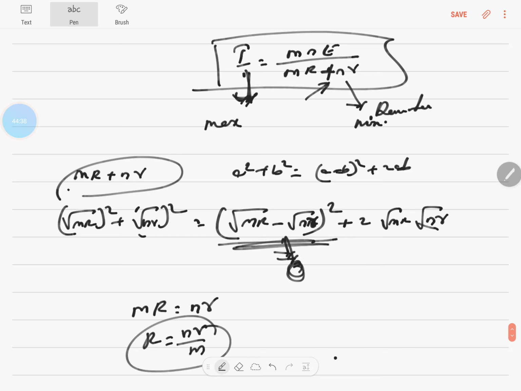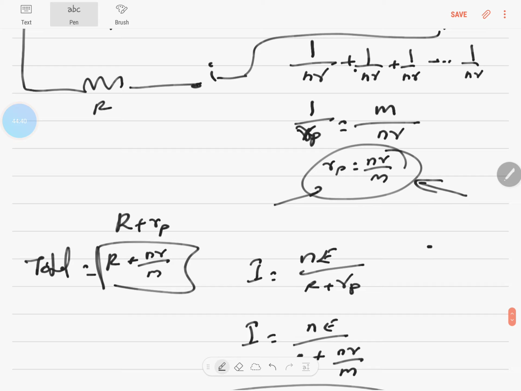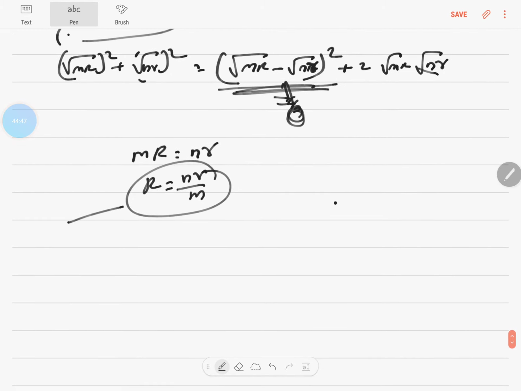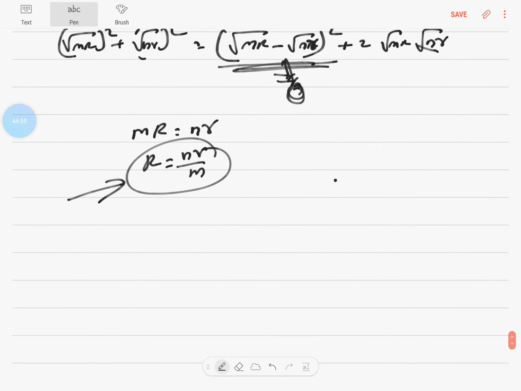The value of the external resistance can be equivalent to the total internal resistance, the equivalent internal resistance NR by M. So by connecting an external resistor which is equal to the equivalent internal resistance NR by M, you can make sure that you get a maximum current in the circuit. They might ask you this in numericals, and you should know that capital R is NR by M. So that's another formula that's been added.